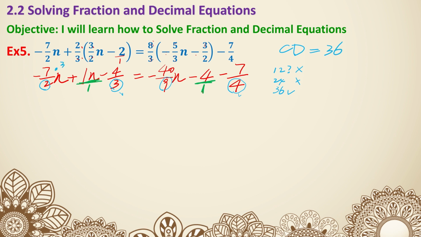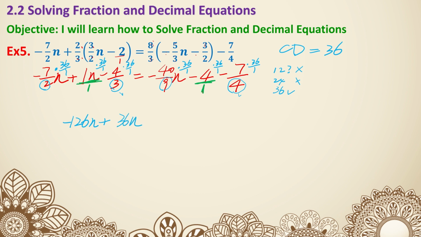So I'm going to multiply everything by 36 over 1. Okay, there you go. Negative 7 over 2 times 36, that is going to be basically 7 times 18. So it's negative 126n, plus 1n times 36 is a 36n.